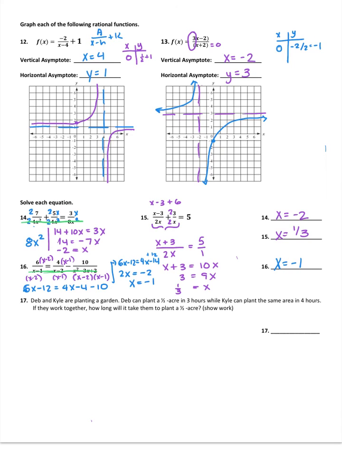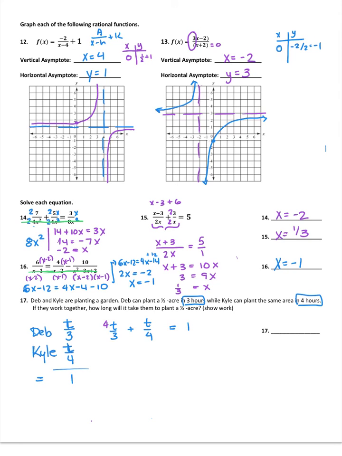Okay, last one. Deb and Kyle are planting a garden. Deb can plant a 1/2 acre in 3 hours. Kyle can plant the same area in 4 hours. So for Deb, we have a rate of 1/3 of the area is the amount of work that she can do in an hour. And for Kyle, he can do 1/4 in an hour. And then we want to find out the time that they can do to finish one whole job. So t over 3 plus t over 4 equals 1 whole job.